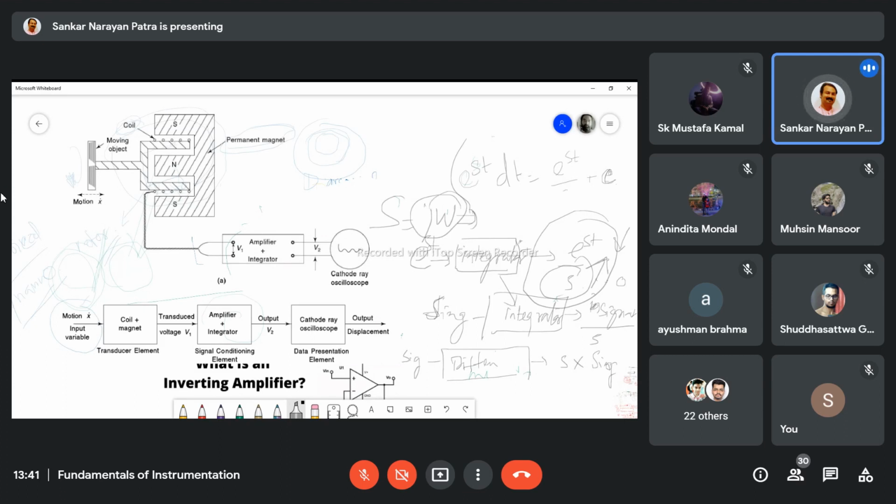Now look over the integrator. In case of an integrator, where the frequency omega is increasing, the output of the integrator is decreasing, or the higher frequency signal will die out when it passes through the integrator. If it is a differentiator, then the higher frequency signal will be allowed.